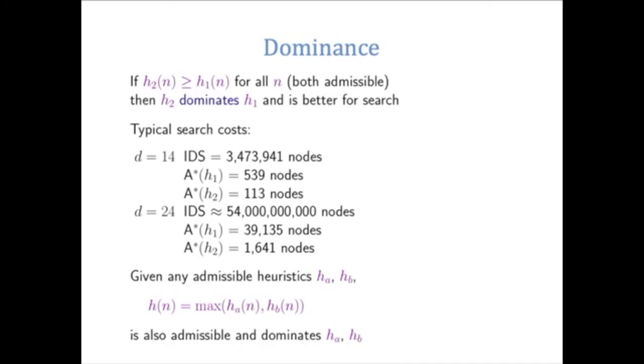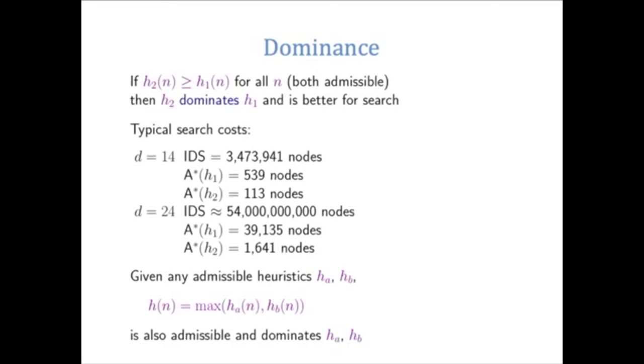Well, what if the solution was at a depth of 24? Well, IDS, iterative deepening search, is going to give something like 54 billion nodes to find the solution. And so I think that you and I can agree that it's pretty clear that we're not going to be using iterative deepening search to solve the 8 puzzle. And here, choice of heuristic actually does make a difference, because if we use H1, that is the total number of tiles out of place, we're going to expand close to 40,000 nodes to find the solution, whereas if we pick the dominating heuristic H2, the total Manhattan distance, we're only going to have to look at about 1,600 nodes.